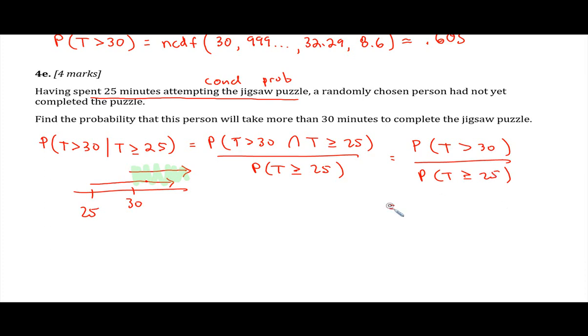The probability of the time greater than 30, we've actually already calculated previously, I believe in part C, and that was 0.605. So we already know this from part C. Now the probability that the time is greater than or equal to 25, we don't have this yet, so we need to calculate it using a normal CDF. So we're going to do norm CDF for this.